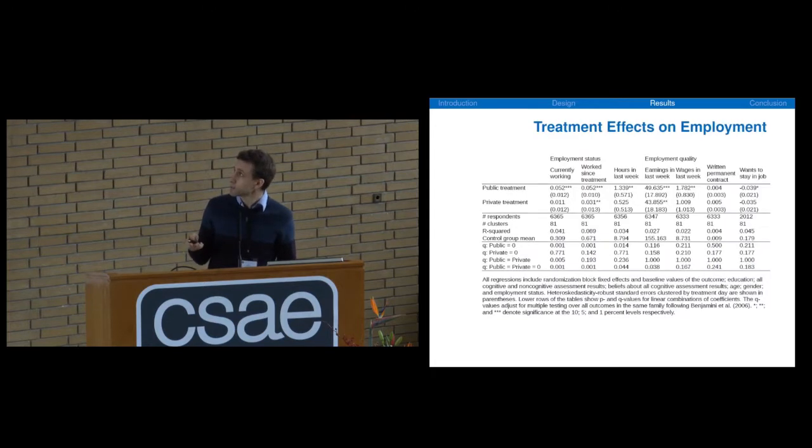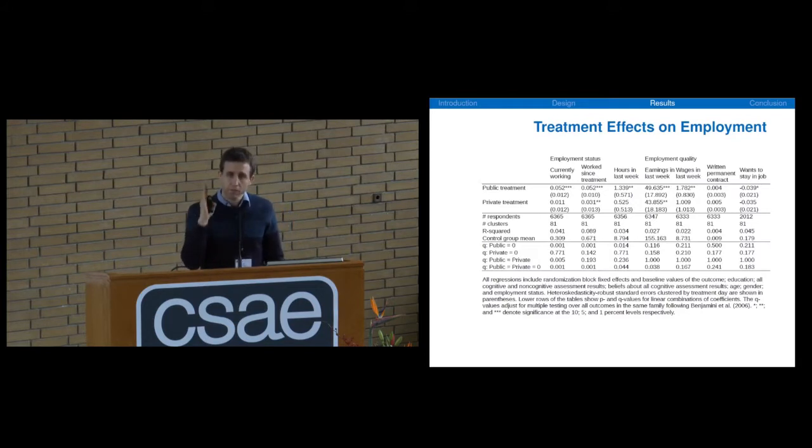And when we break that down into specific employment outcomes, we see that the public treatment increases the probability of having a job by about 5 percentage points off a base of about 30 percentage points. So it's a 17% increase in employment, which is large. The probability of having worked at any point since they were treated 3 to 4 months ago is similarly high.